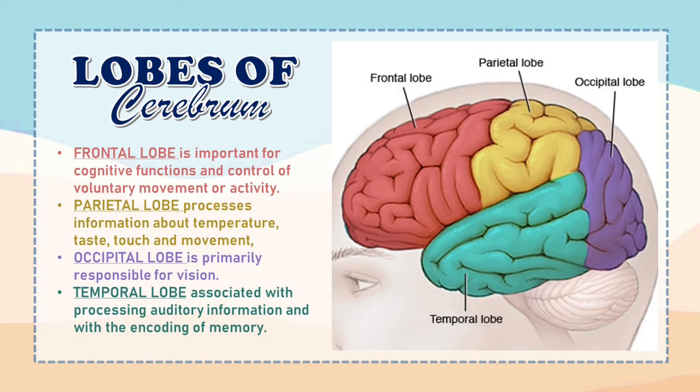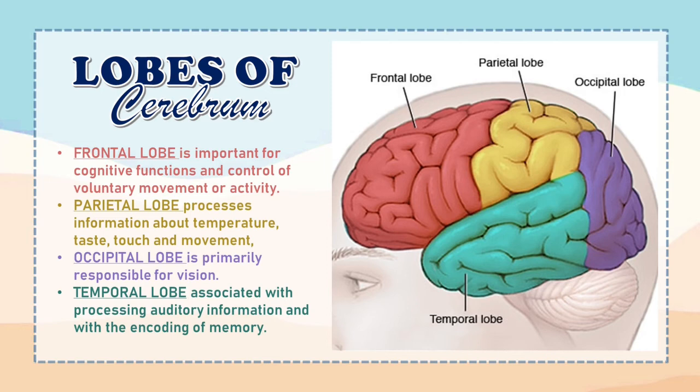Okay, so for the functions, the frontal lobe is important for cognitive function and control of voluntary movement or activity, while the parietal lobe processes information about temperature, taste, touch, and movement. Third one is the occipital lobe. It is primarily responsible for vision. Next one is the temporal lobe. It is associated with processing auditory information and with the encoding of memory.